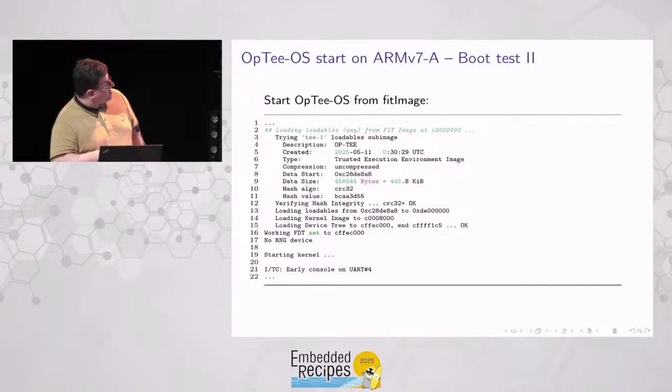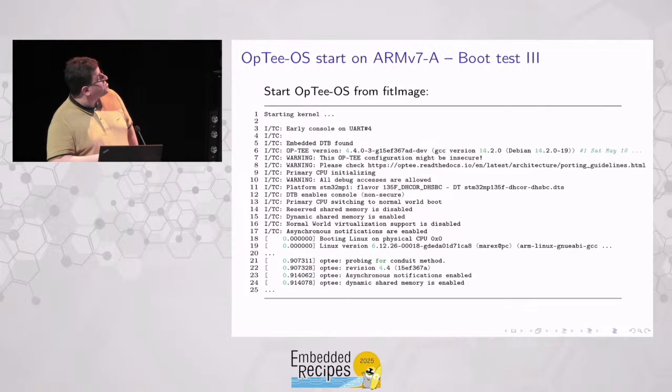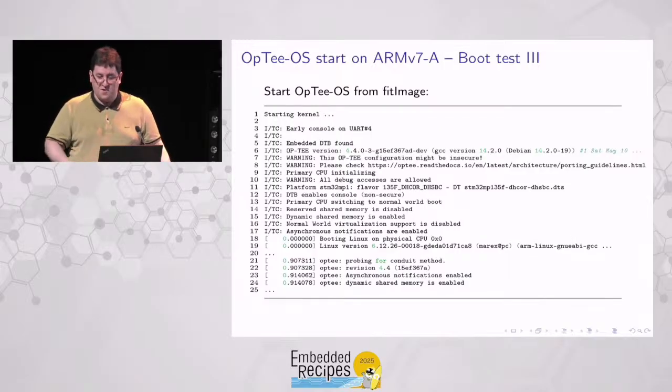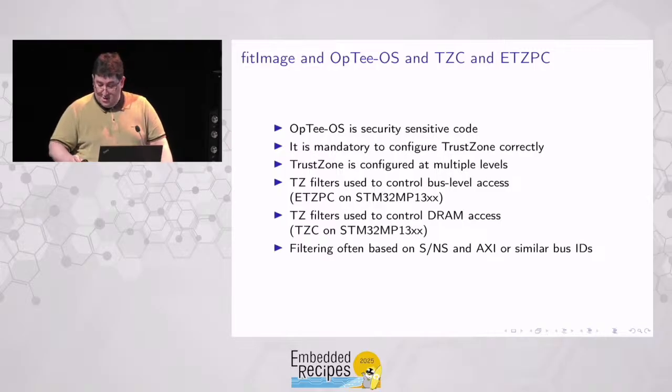OP-TEE OS actually got loaded to the E location, and then U-Boot is just about starting the kernel, and the OP-TEE OS printout shows up in the output, and the Linux kernel starts booting, and the Linux kernel can communicate with the OP-TEE that just got started. Yeah, patches are posted.